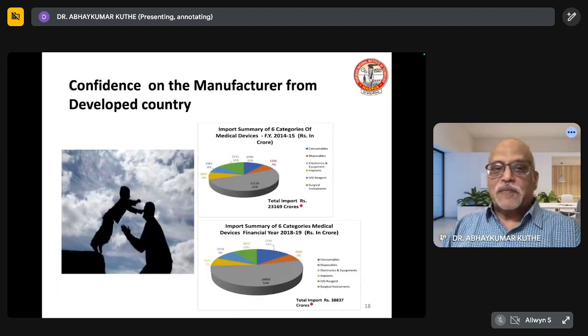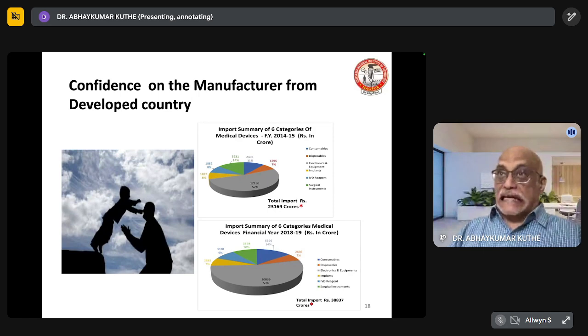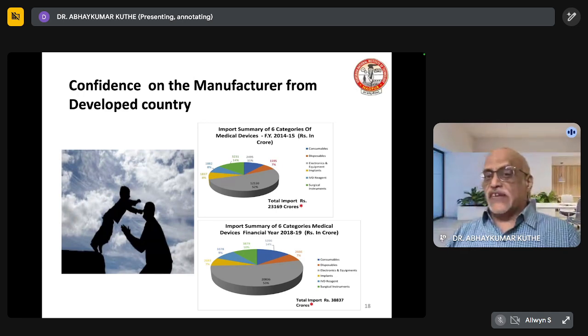Now, let me show you an interesting point here: whenever we are manufacturing a medical implant, there is the confidence in the manufacturer from the developing country, that's what we say. Suppose I'm manufacturing in India, we'll say it is manufacturing from a developing country. The doctors have developed a lot of confidence in the manufacturer from the developed country. And that's why if you look at this pie chart, you'll find that the total import is increasing continuously, especially of medical devices.